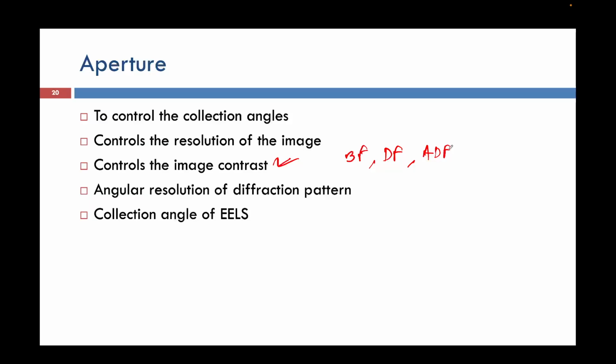And how the angular resolution of the diffraction pattern is also dependent on the aperture. So that is also another function. And the collection angle of yields, we'll see how the aperture controls the yields, that means electron energy loss spectroscopy.